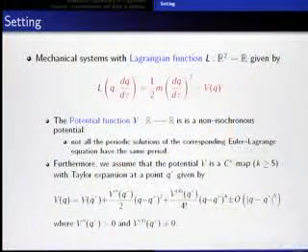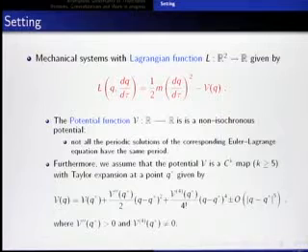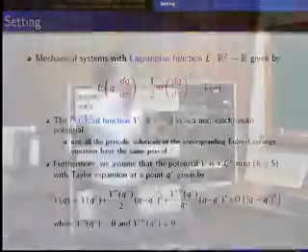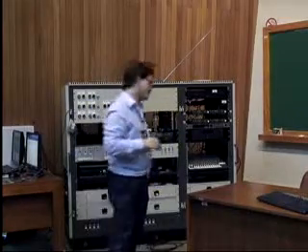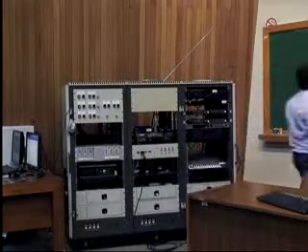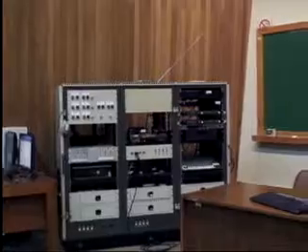Okay, so our setting will be given by mechanical systems with a Lagrangian function, which is a natural Lagrangian, just kinetic minus potential. And this potential function has to be non-isochronous. What I mean by that is that not all trajectories of this mechanical system have the same period. So it cannot be anything like the harmonic oscillator.